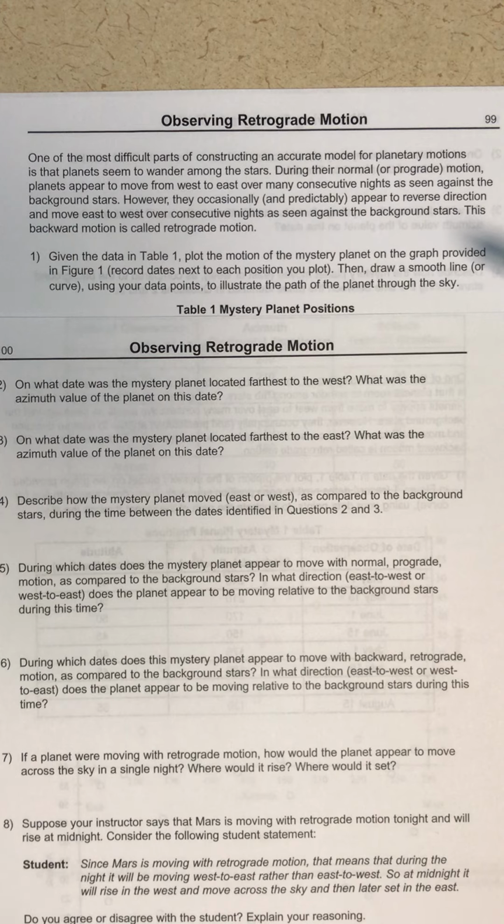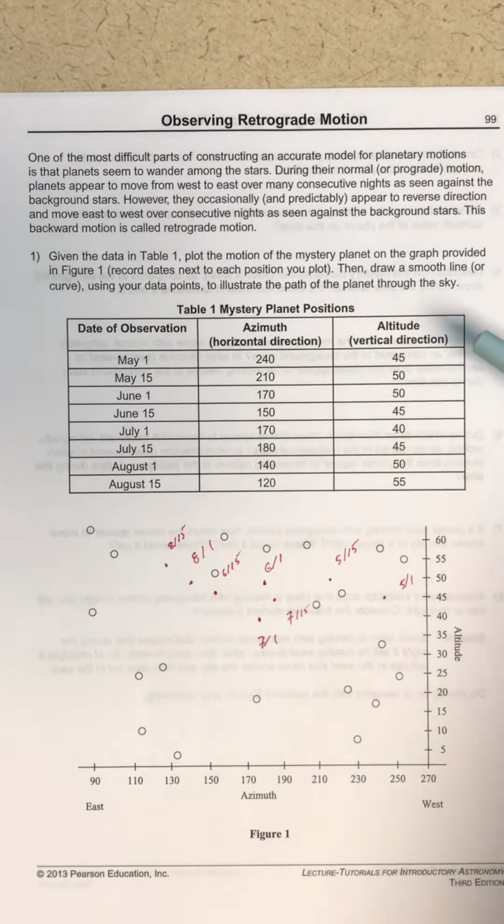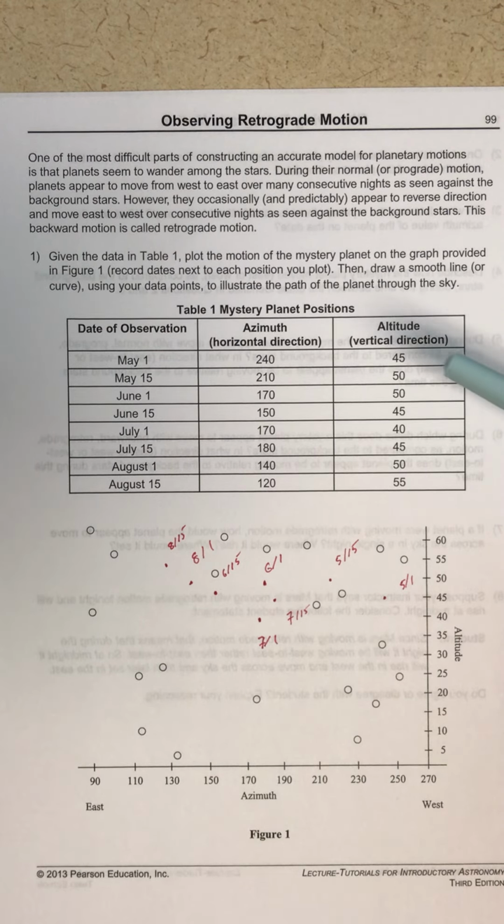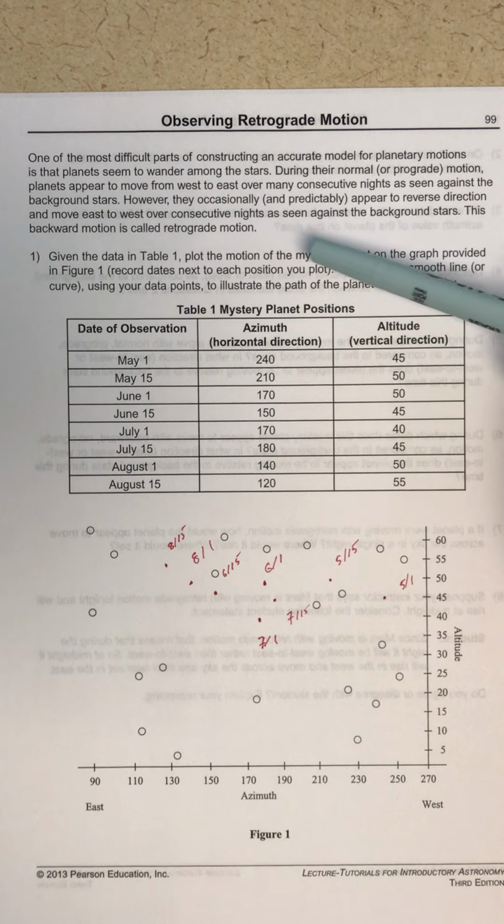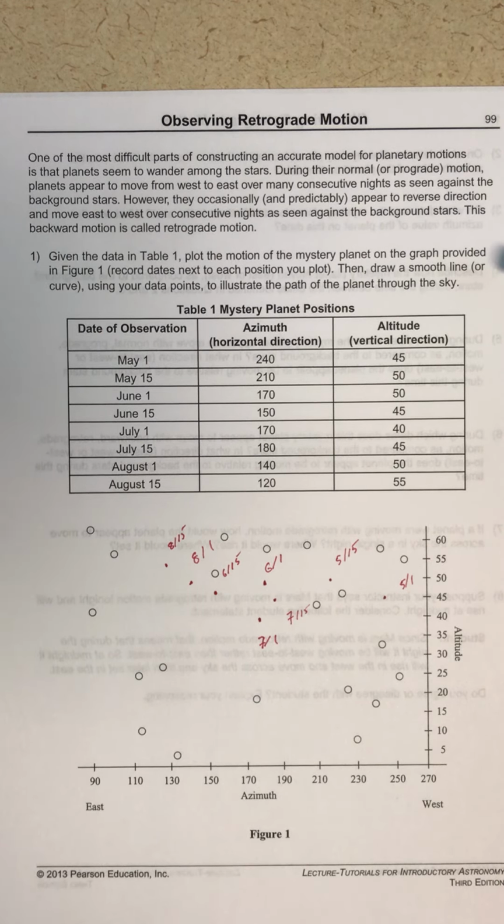And we have some data here for a hypothetical planet and the time scale of its motion. This isn't too dissimilar from what we would have for Mars in its retrograde motion. So given the data in Table 1, plot the motion of the mystery planet on the graph provided in Figure 1. Record dates next to each observation, each position you plot. Then we're going to draw a smooth line or curve using your data points to illustrate the path of the planet through the sky.